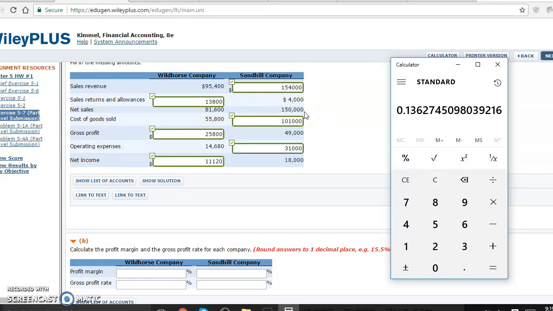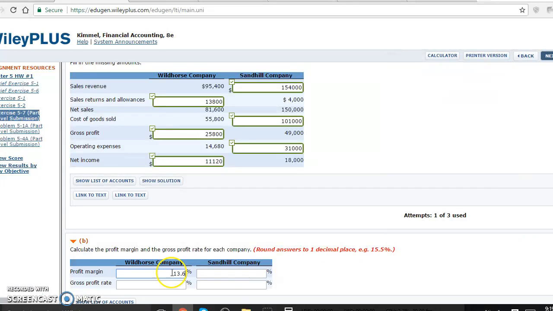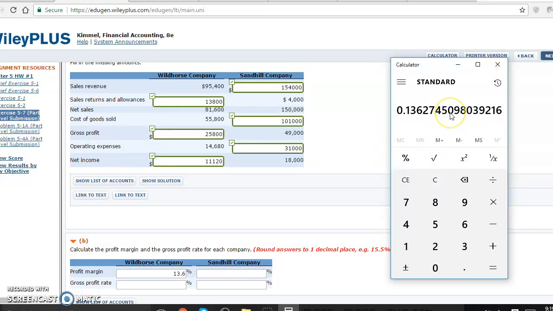This gives us a total of 0.1362, which is going to be 13.6%. Here it says round answer to one decimal place, so we're going to put 13.6%. Now on Sandhill Company, we do the same. This is going to be net income divided by net sales. In this case, it will be 18,000, all divided by the net sales, which is $150,000, which is 12%.